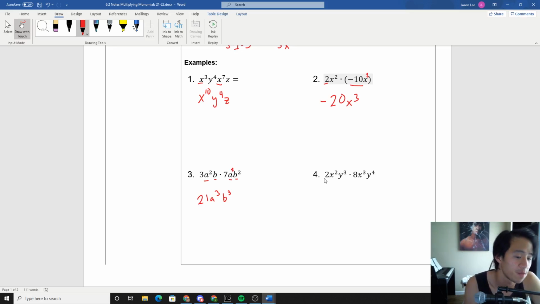Okay, and then for number 4, we have 2 times 8, which is 16. And x squared, x cubed, that makes x to the 5th, right? You add 2 plus 3, and that makes 5. Y to the 3rd and y to the 4th, that makes y to the 7th.